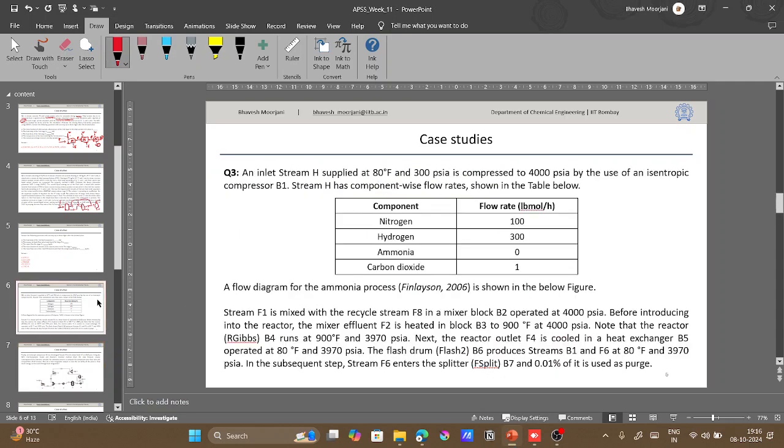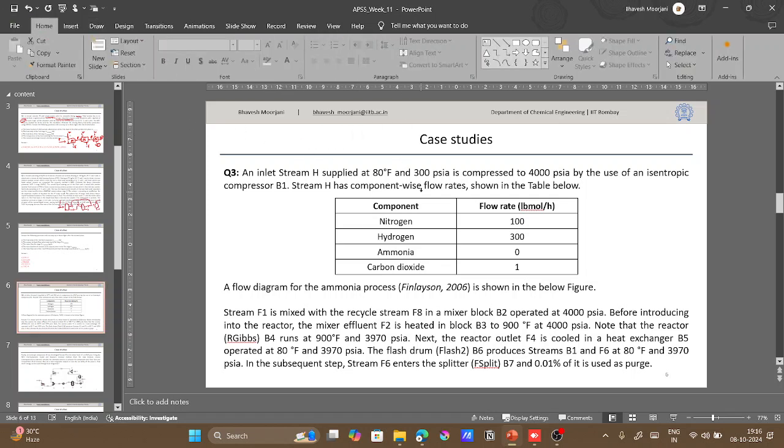For this ammonia synthesis process, we have an inlet stream H, which is coming at 80 degree Fahrenheit and 300 psi absolute pressure, which is compressed to 4000 psi absolute pressure using compressor B1. The flow rates for the stream H are provided. This ammonia synthesis process is taken from the following reference, although I have taken it from another book, they have cited this.